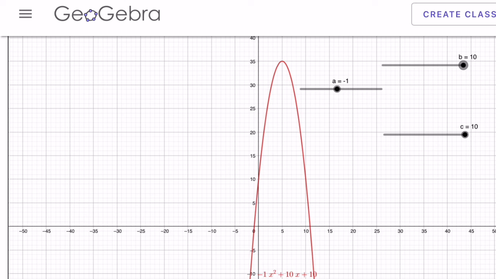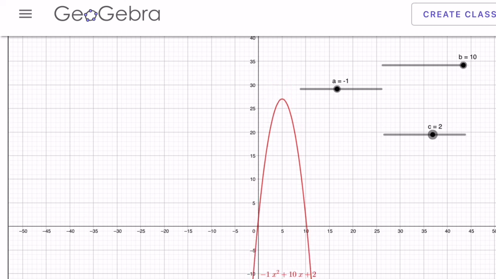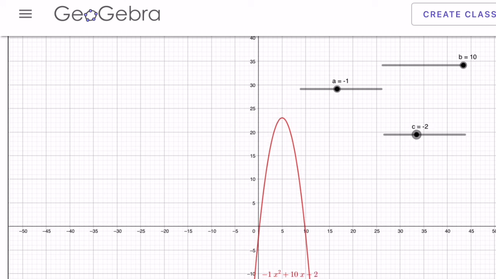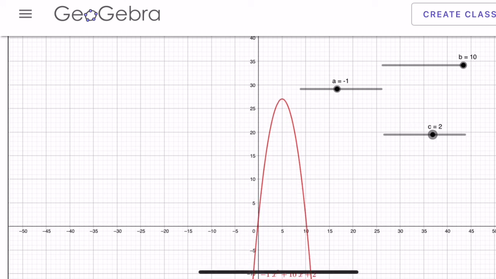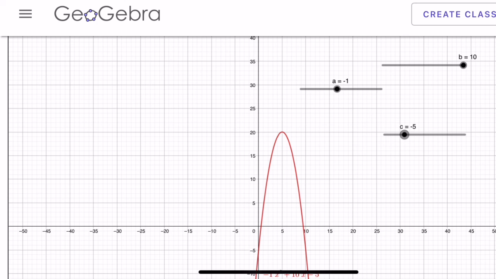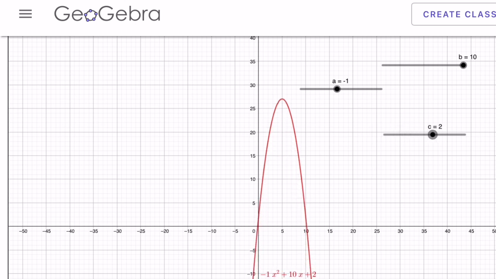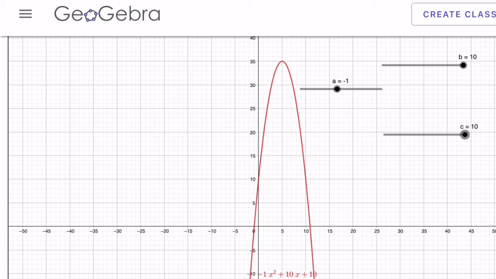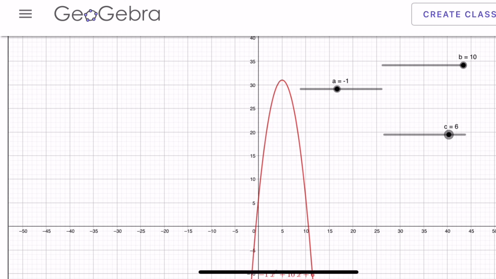If I change the C value, you notice that the graph will go downward. Now C is 2. If I make it 1, it will go down. For 0, it will cut the origin. That is the y-intercept. Negative 5, and then it actually cuts the y-axis at negative 10. If I increase, it will move upward and cut the y-intercept at 10, or maybe 6 here. That is for the N shape.